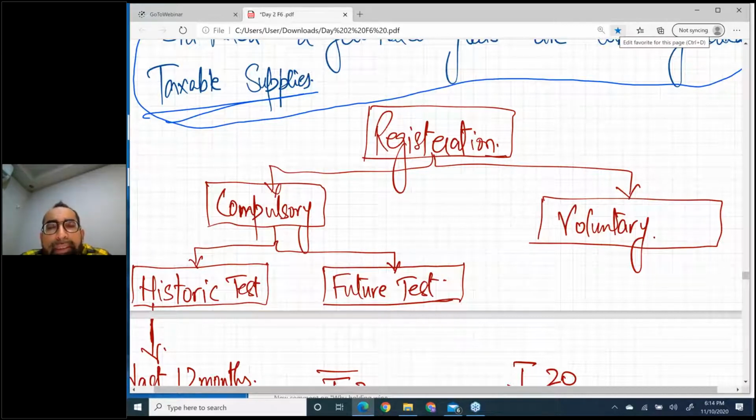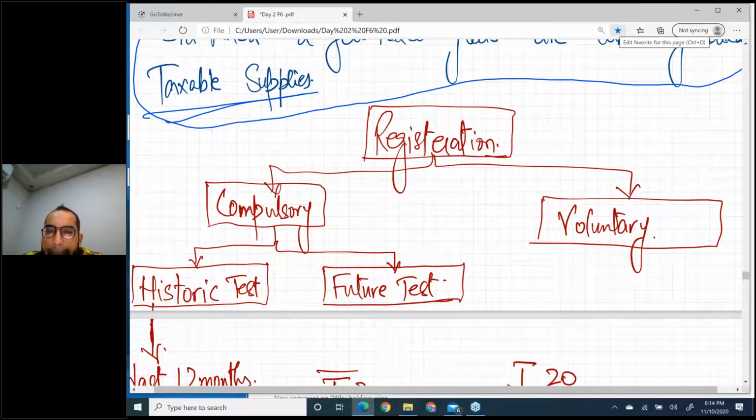Now, what is the topic of registration? There are two types of registration. Number one is compulsory. Compulsory means that you have no option. Once you reach a limit, you have to register, right? Okay.